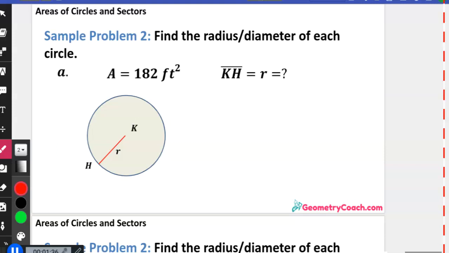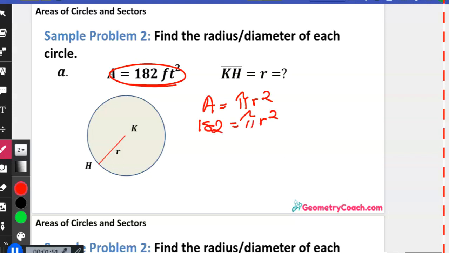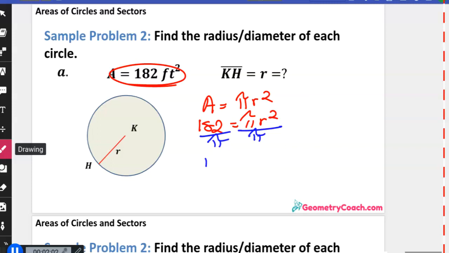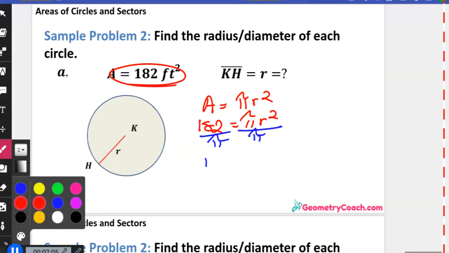Find the radius or diameter of the circle given the area. So we're just going to work it backwards. Use your area equation, A equals pi r squared. But this time we know A. So we're going to divide both sides by pi, because you want r by itself. So we have 182 over pi equals r squared. Let's go ahead and calculate that out.